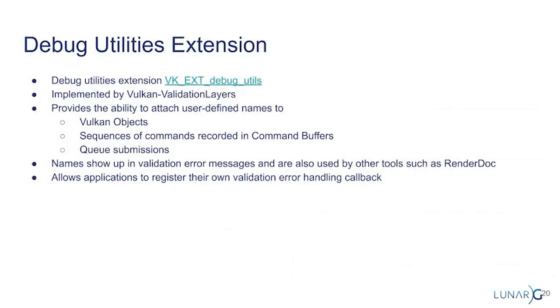And now we're going to talk about the Debug Utilities extension. So this is an extension that's implemented by the validation layer. I think it's also implemented by some of the drivers, and it lets you define your own error callback and attach names to Vulkan objects and command buffer sequences and queue submissions. And it's used by quite a few tools. I see it in a lot of test frameworks. I see it in RenderDoc. vkcube even shows you how to make your own error message.